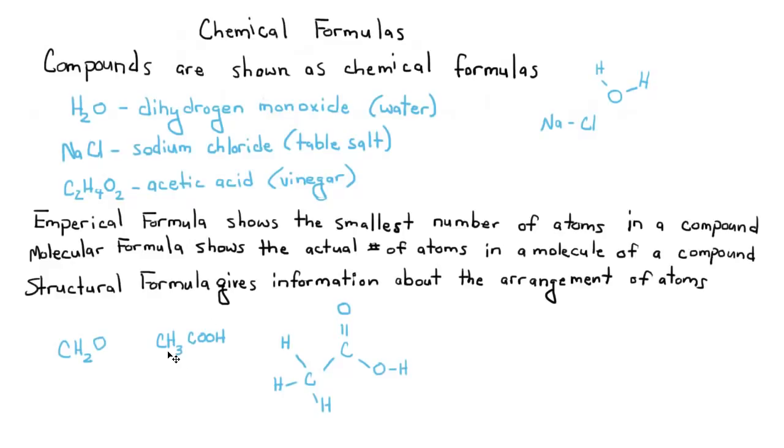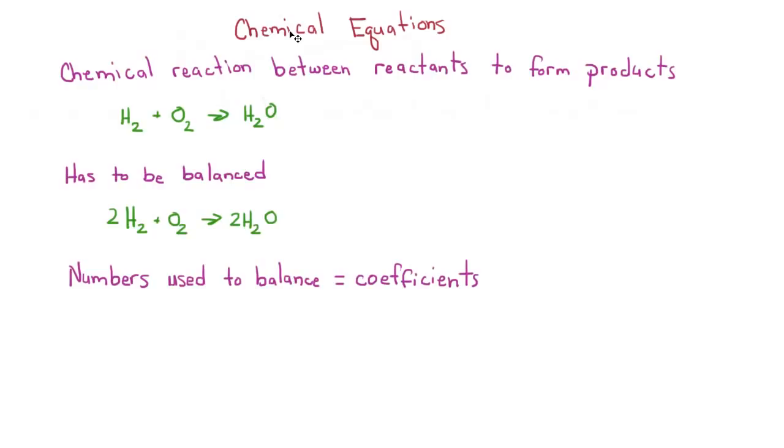Acetic acid can also be written like this, CH3COOH. This means you got your carbon here with 3 hydrogens on it. You got a carbon here, and then it's attached to 2 O's, and then the O is attached to an H. We next have chemical equations.